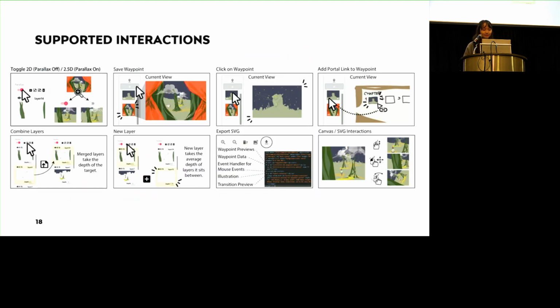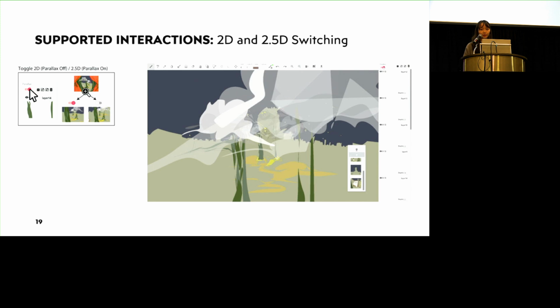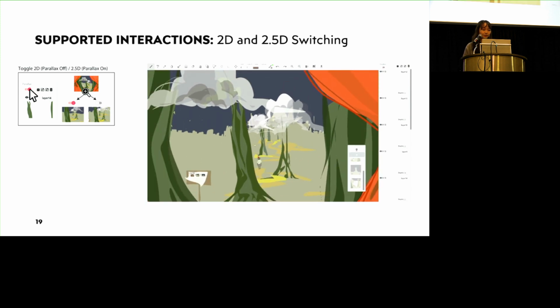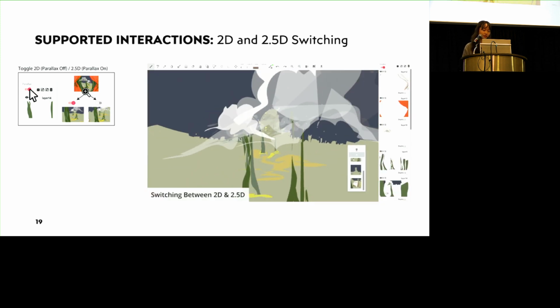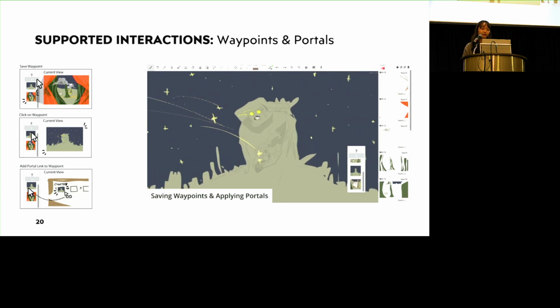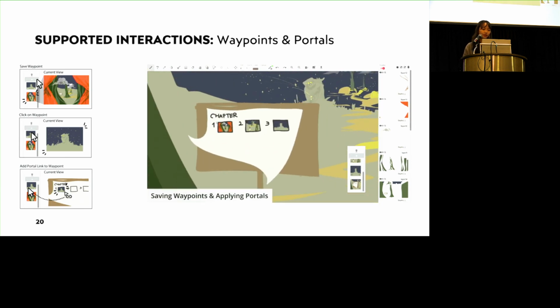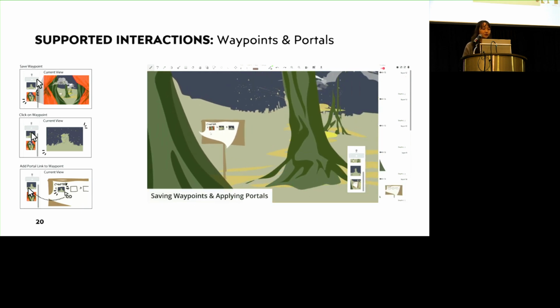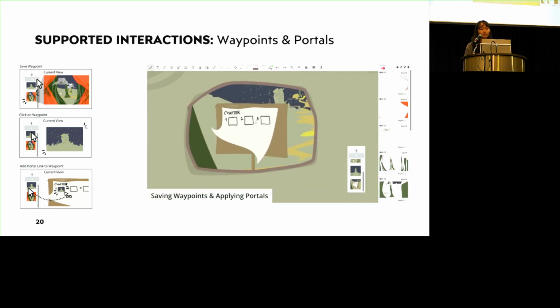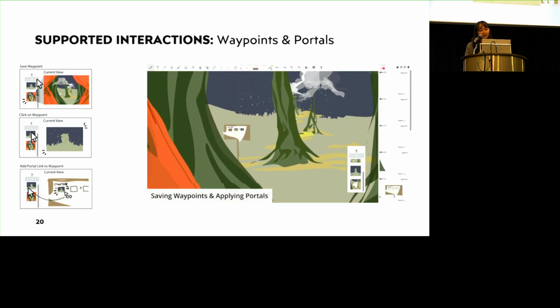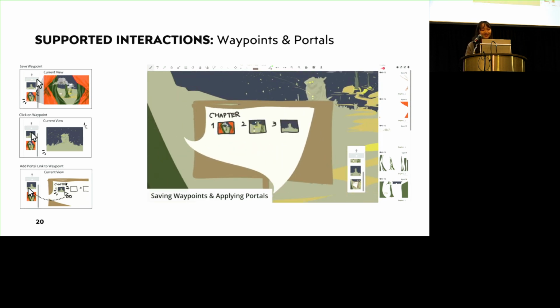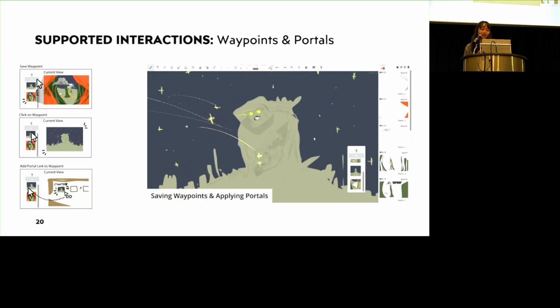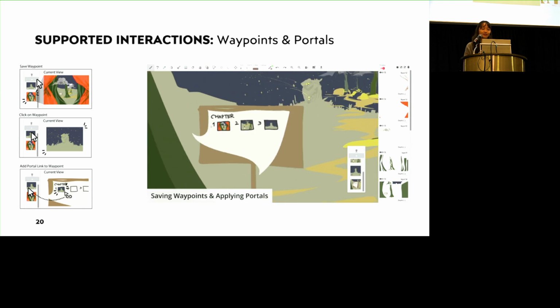Okay, so our system also supports multiple interactions surrounding these two Parallax and Portal functionalities. So we can switch between this traditional 2D and 2.5D view. This is the portal and waypoint function that I mentioned earlier. So you can save waypoints to this bottom right module. You can click on each of them to teleport you directly there on the canvas. And then, of course, you can link the waypoints to any portals and then teleport them as you see fit.